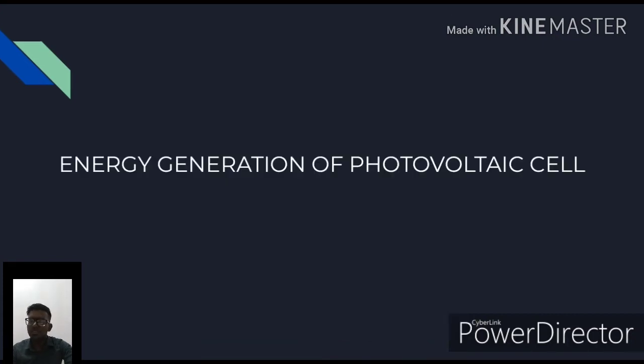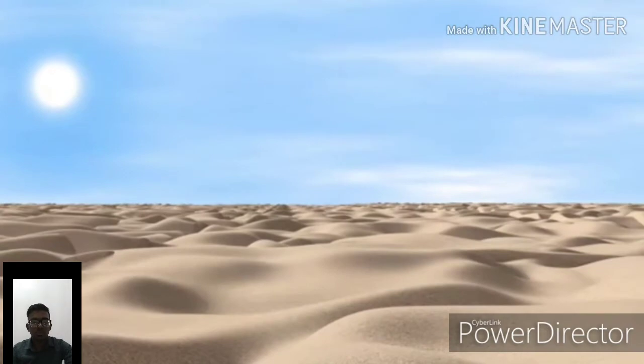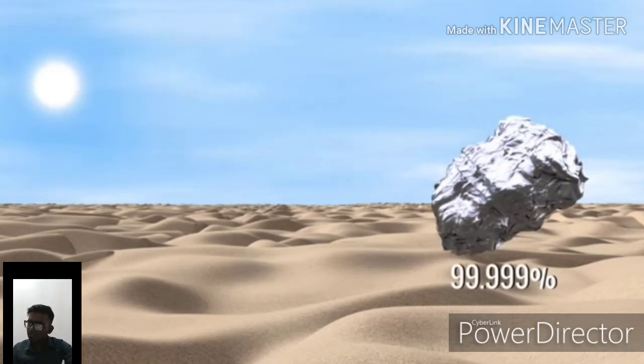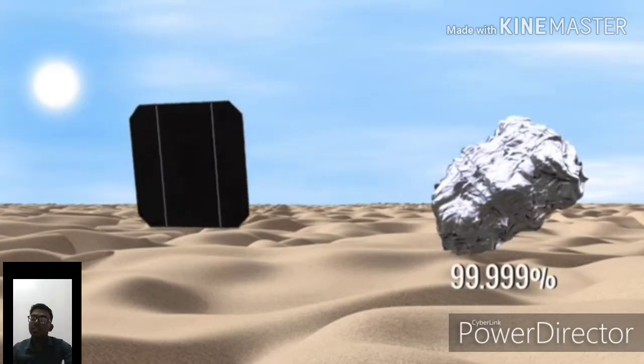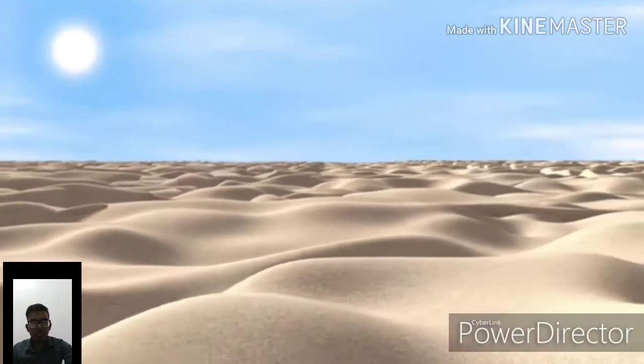Let's look at energy generation of the photovoltaic cell. Do you guys know how a photovoltaic cell can generate energy? Let's look. Energy from the sun is the most abundant and renewable energy on earth. In order to utilize this energy and transform it to electrical energy, we need help from sand. Yes, it's true, sand. The sand has to be converted to 99.99% pure silicon crystal to use in a solar cell.